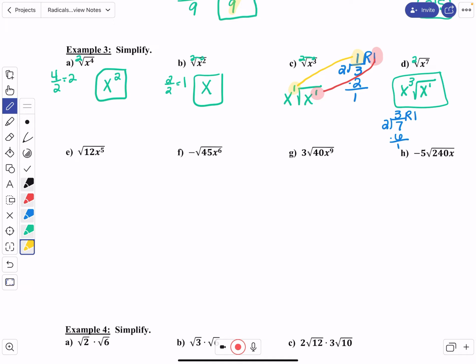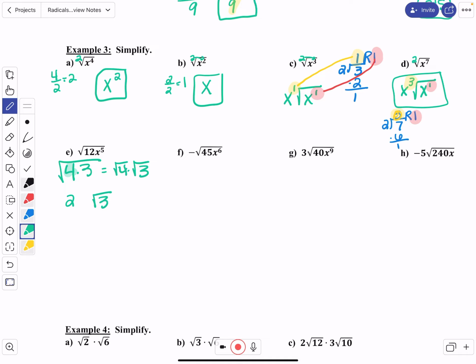So if you notice, oops, I meant to do my highlighter. Here's my 3. There's your 3. Your remainder of 1, your remainder of 1. Okay? On E, we have a little bit more to do because we have to reduce the 12 and we have to worry about the x to the 5th. So let's worry about the 12 first. If I just worry about the 12, that's going to be 4 times 3, and then square root of 4 times square root of 3, which is going to be 2 square root of 3. And notice I left some space there to put my x's in.